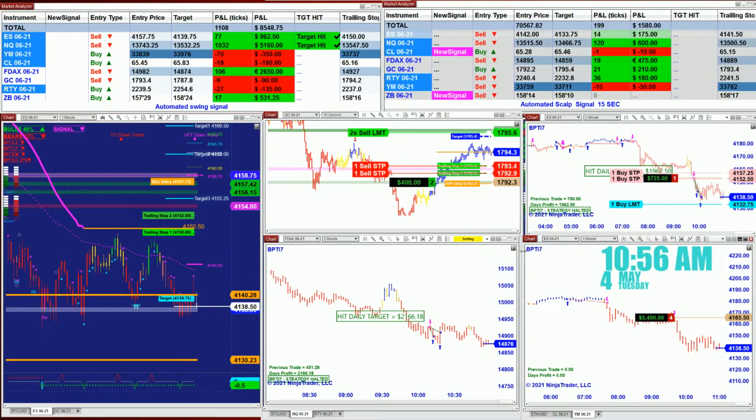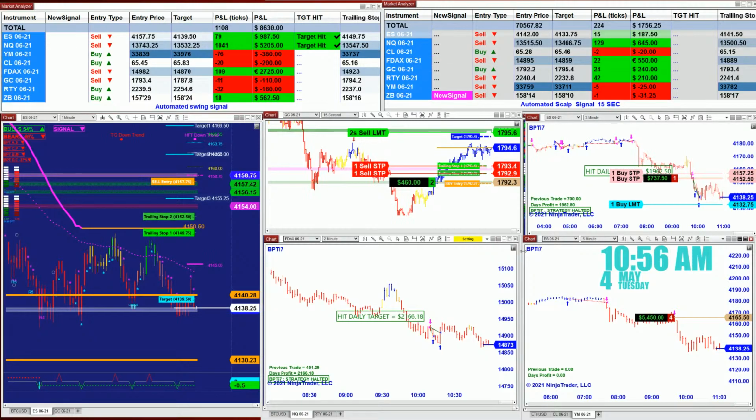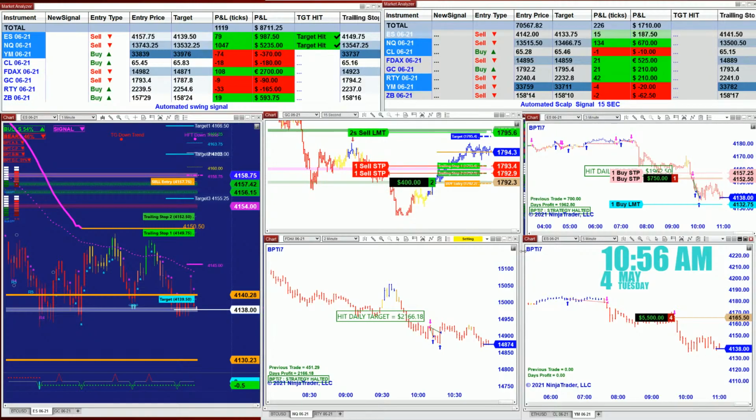You know, even when you put the cruise control on your car, you don't just put it on the cruise and go to sleep. You keep your eye on the road. And here we need to keep our eye on the chart to make sure that when we are on autopilot, we understand where we're going with that trade and how risky that trade is.